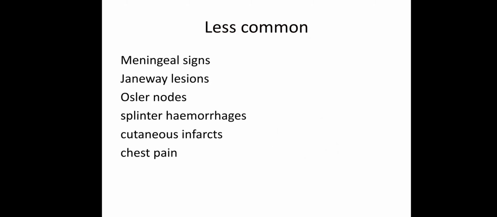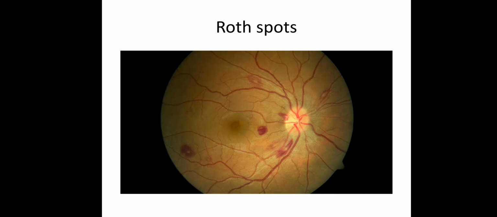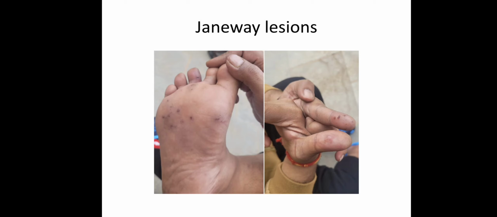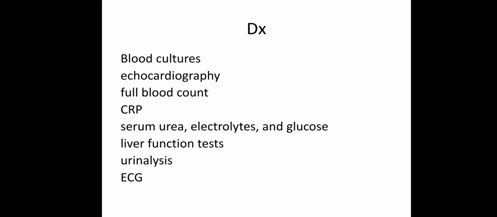Then there are less common symptoms: Janeway lesions, Osler nodes, splinter hemorrhages, which we read in every topic on infective endocarditis. These are the less common symptoms, by the way. The Roth spots you can see on the retina. The Janeway lesions you can see on the palms and the soles.